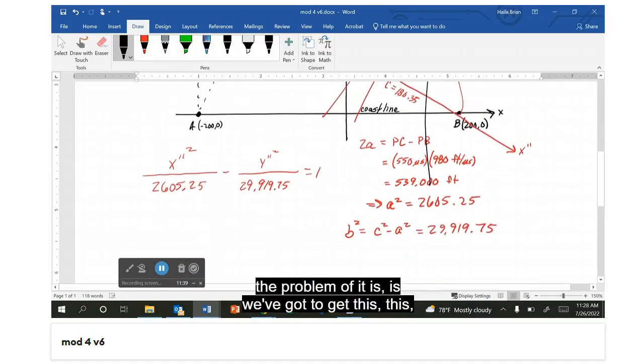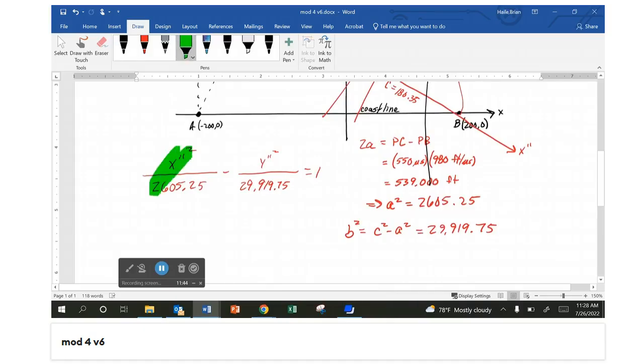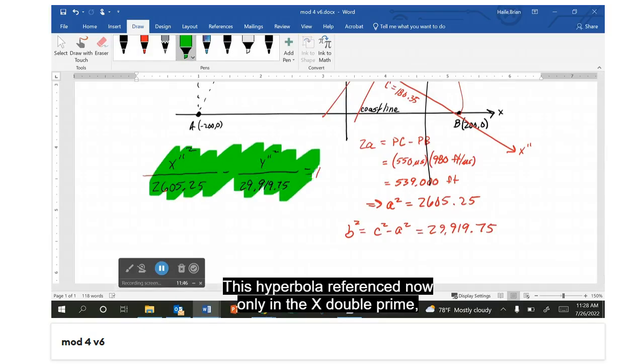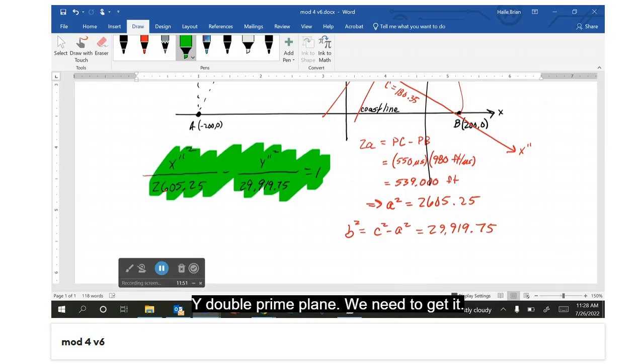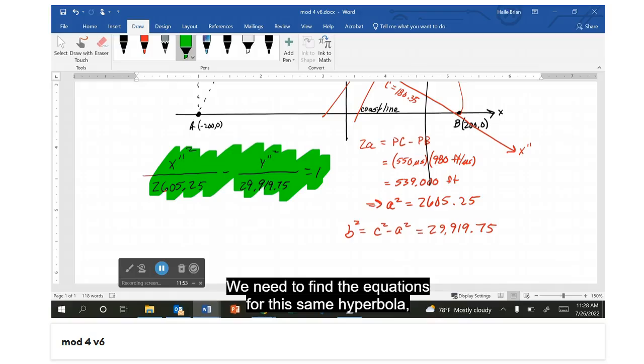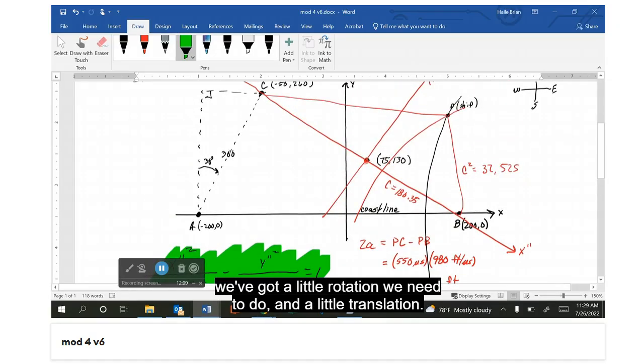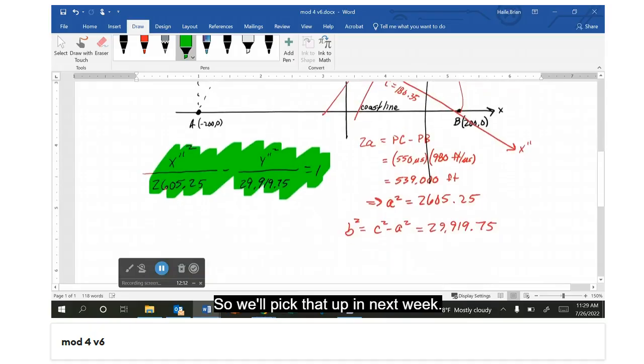But now the problem is we've got to get this hyperbola referenced now only in the x double prime y double prime plane. We need to find the equations for this same hyperbola but referencing the xy plane, so we get the equations for both hyperbolas in the same plane, and then we can look for the point of intersection. So again, we've got a little rotation we need to do and a little translation, and we'll pick that up in the next video.